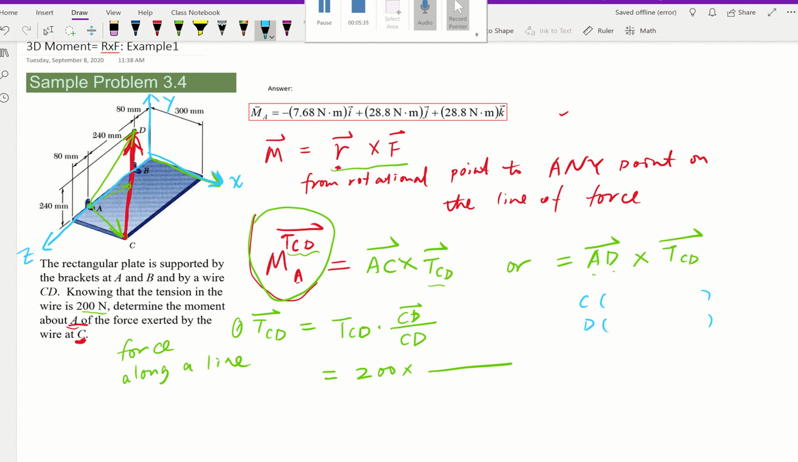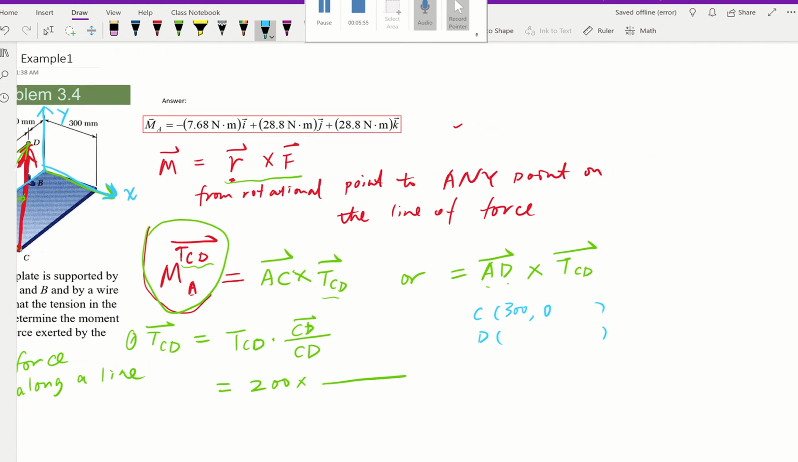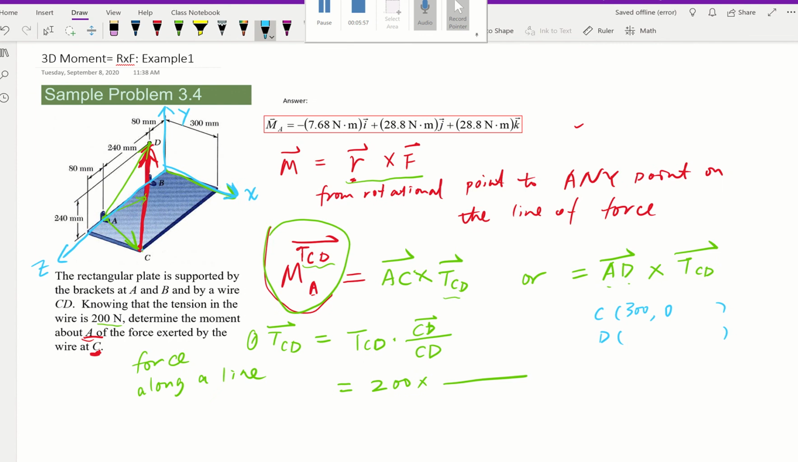So let's read out the C coordinate. The x coordinate is going to be 300. And the y coordinate is 0 because it's on the xz plane. The k coordinate is going to be all those together, 80 plus 240 plus 80, all three together. So that's going to be 160 plus 240, which gives us 400.